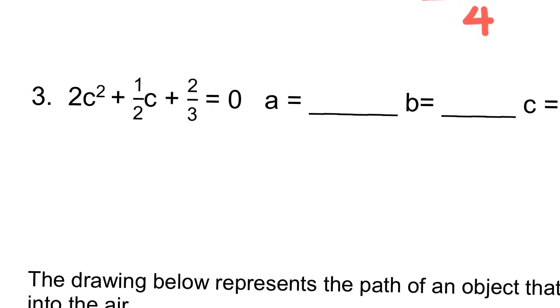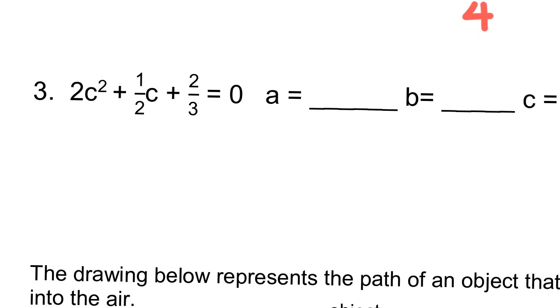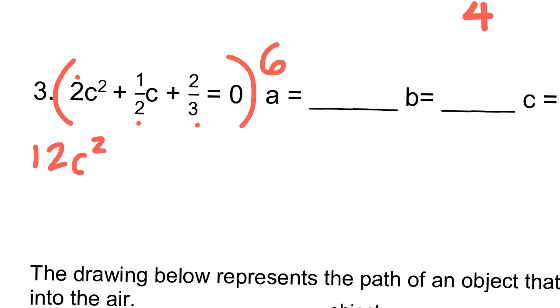In this case, we have fractions. So to get it into standard form, we are going to multiply each term by the least common denominator. Since we have a 2 and a 3, the least common denominator would be 6. And we're going to multiply 6 by each term. 6 times 2c squared would be 12c squared. And then 6 times 1/2 c would leave us with 3c. And then finally 6 times 2/3 would give us a product of 4.